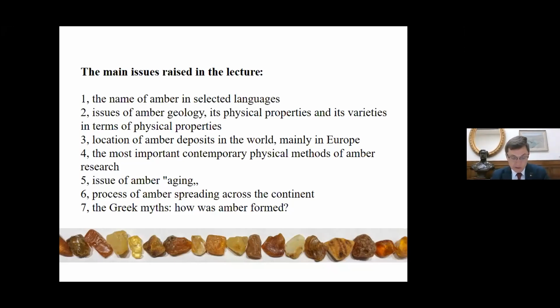Another topic will be the issue of amber aging, which is worth spending a few moments on. The last part concerns the place of amber in the culture of the oldest European societies. I will outline the process of amber spreading across the continent, and finally recall one of the Greek myths that answer the question, how was amber formed? So, as you can see, a bit of everything.